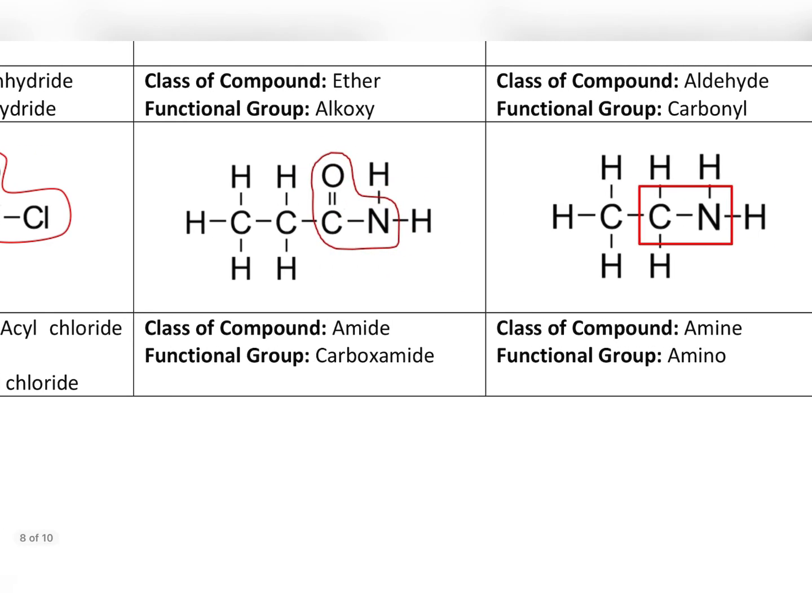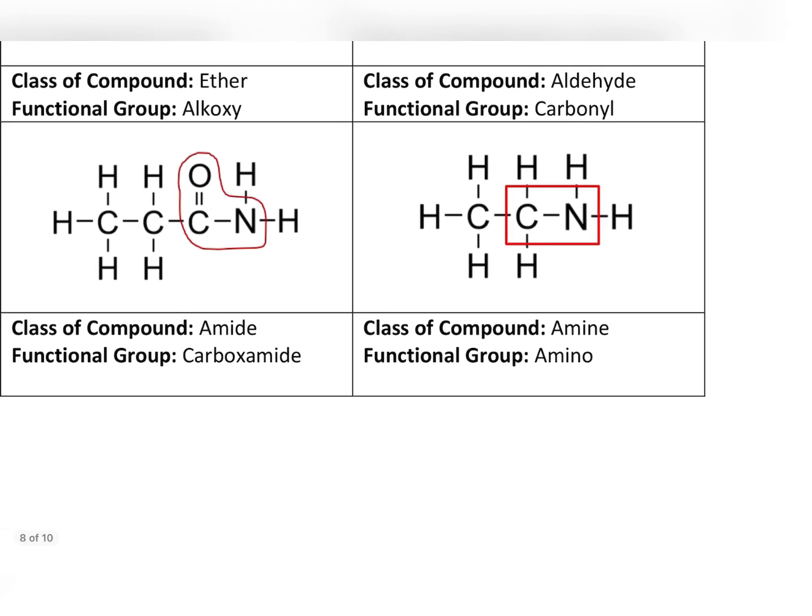Okay, alright, and then next one adalah amine. Okay, kalau C double bond O N, amide. Kalau without double bond, C dengan N sahaja, dia adalah amine. The functional group adalah amino.